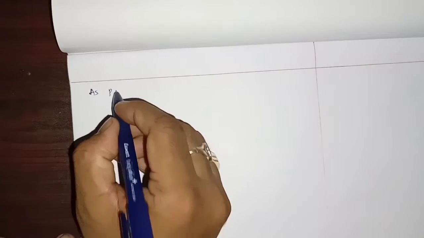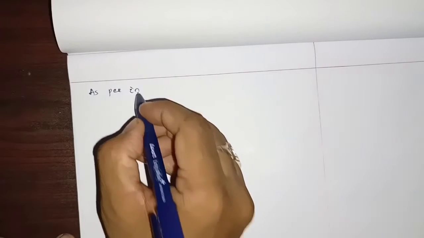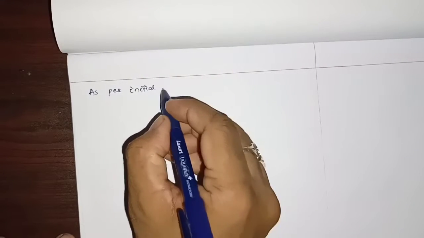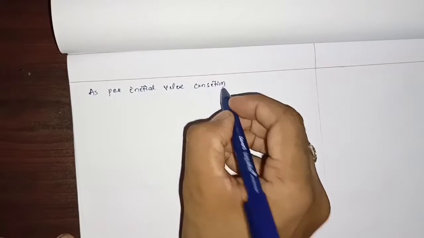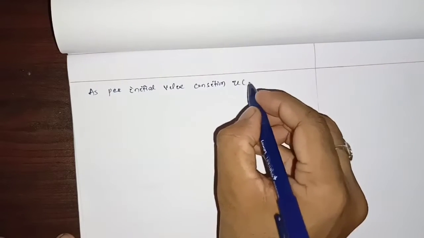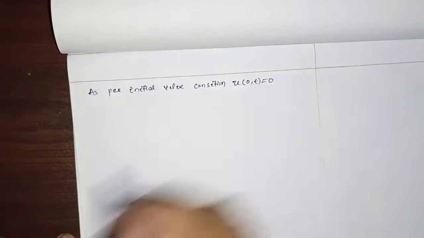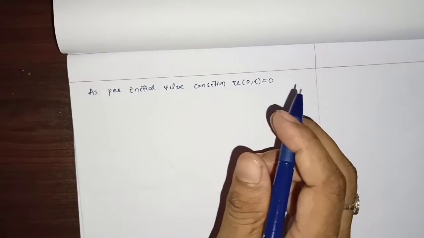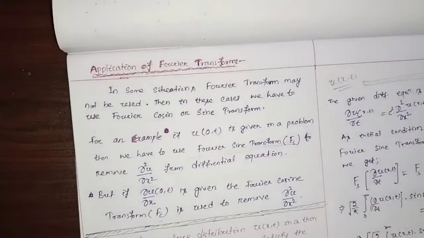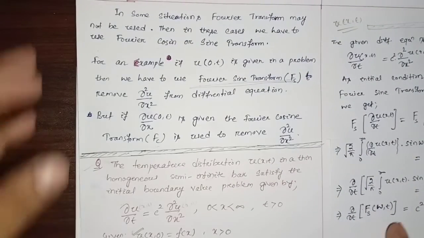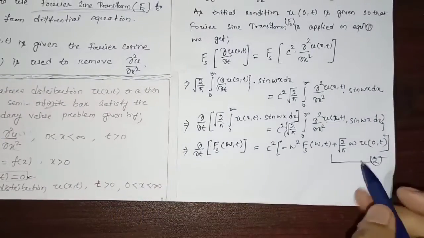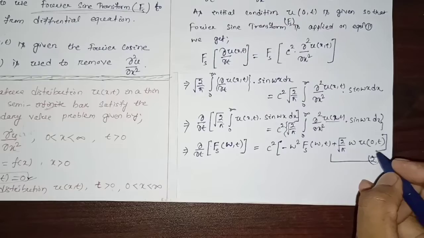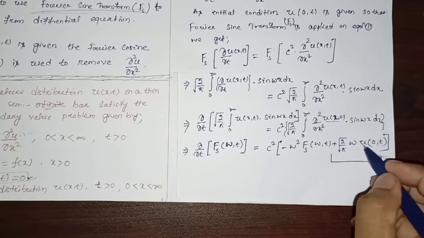As per the initial value condition, u(0,t) equal to 0. It is already given in the question. This value is already given in the question. So in your equation number 2, here a u(0,t) term is there, so this whole term will be 0.